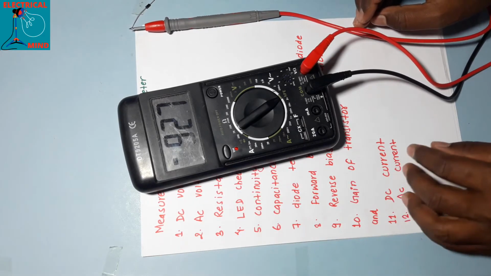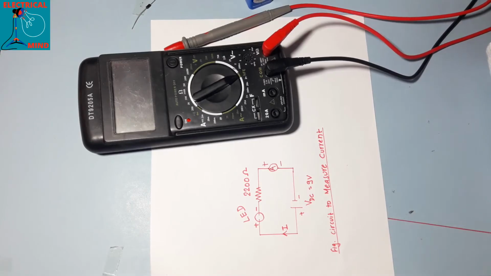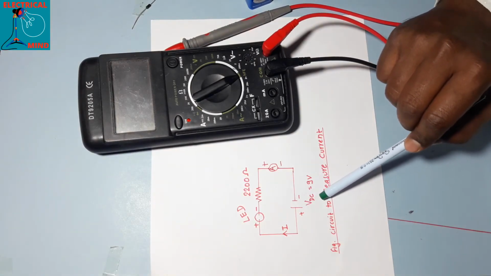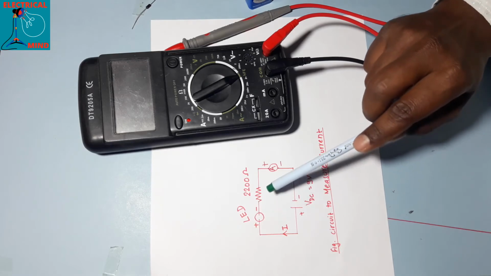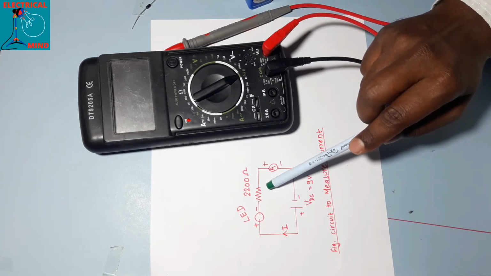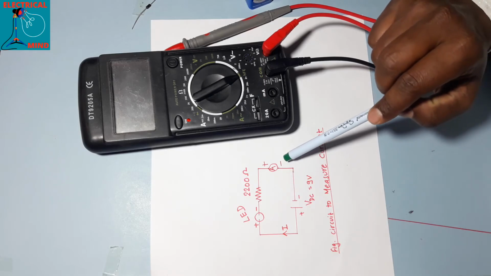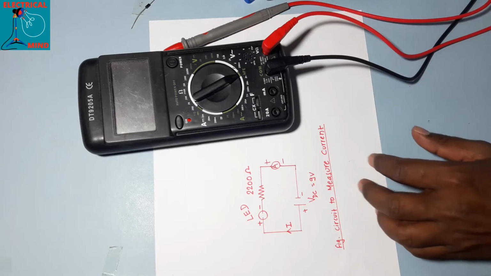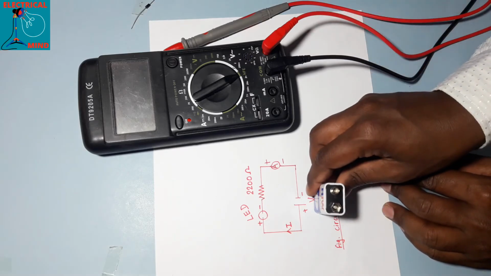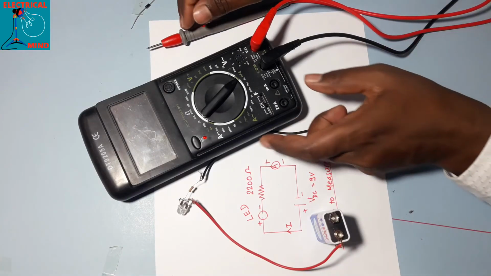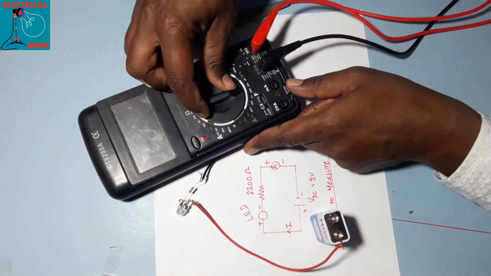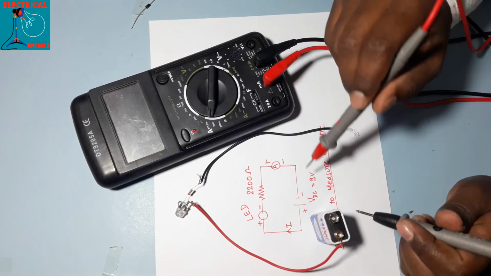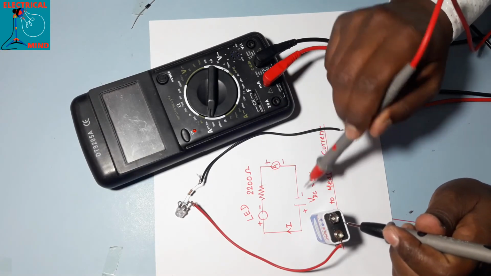Now point number 11, DC current. To measure the DC current, I have made this circuit. This is voltage, this is LED, this is a resistor of resistance 2200 ohms, and this is the emitter. Now I will show you how to measure DC current by implementing this circuit. This is a 9-volt battery. Now to measure the DC current, set this pointer to DC. Now setting the right probe to the milliampere port. As you can see, I have made the circuit similar to this one.